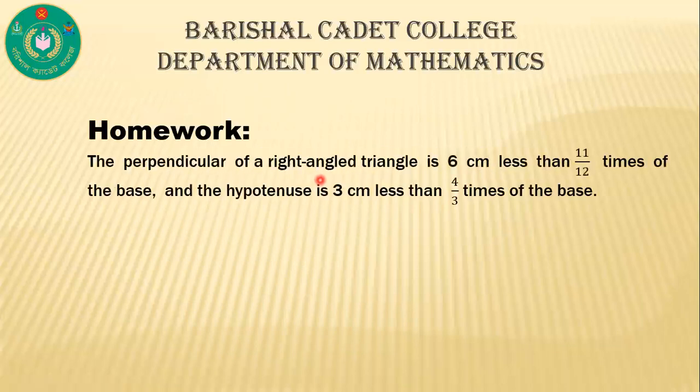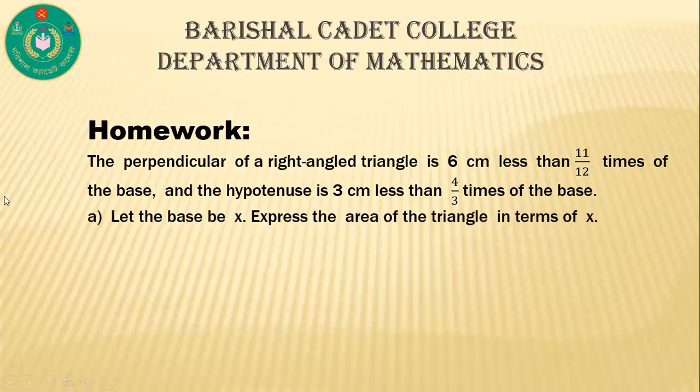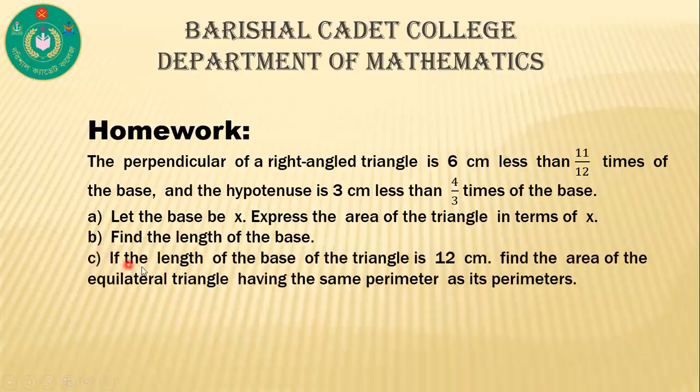Now this is your homework. The perimeter of a right angle triangle is 6 centimeters less than 11 by 12 times the base, and the hypotenuse is 3 centimeters less than 4 by 3 times the base. Now question number A: let the base be x, express the area of the triangle in terms of x, find the length of the base. And question number C: if the length of the base of the triangle is 12 centimeters, find the area of the equilateral triangle having the same perimeter as its perimeter.